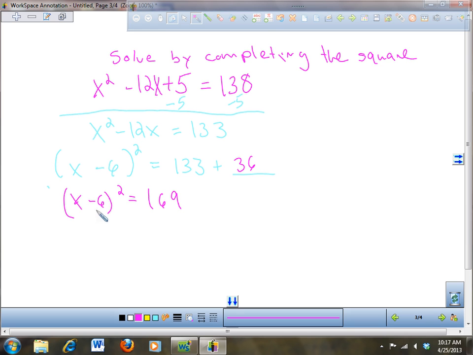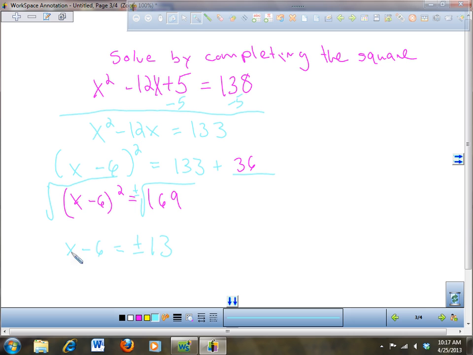Then what? How do I get rid of a squared? Square root it. Okay, so I'm going to square root both sides. I'm going to take the square root of this side and take the square root of that side. I'm going to remember to put a plus or minus there. And the square root of (x − 6) squared is just x − 6. And who knows what the square root of 169 is? Come on, it's a perfect square. 13. Okay? If you didn't know that, you could use your calculator.